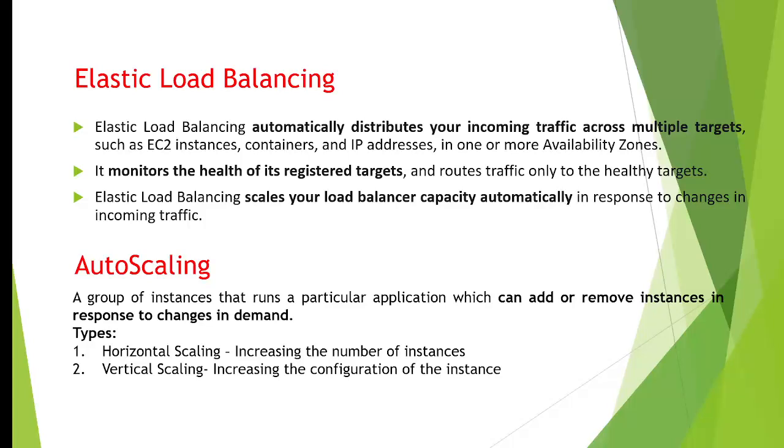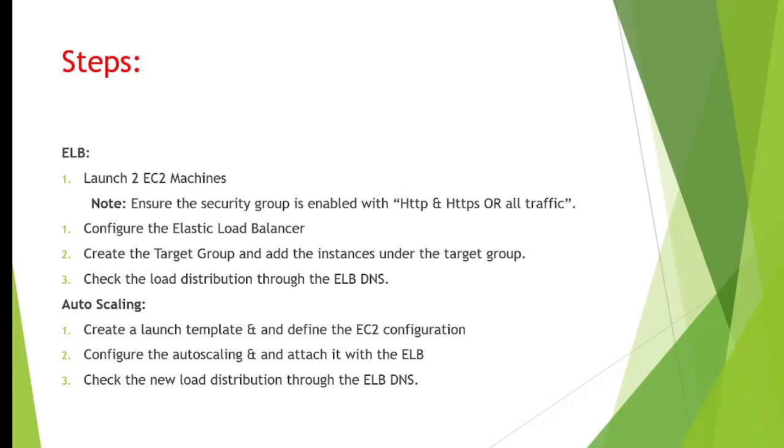And auto scaling means you can add or remove instances based on the demand. There are two types of auto scaling, horizontal scaling and vertical scaling. In our exercise, I'm going to create an application load balancer with horizontal scaling. These are the steps I am going to do in ALB and auto scaling.